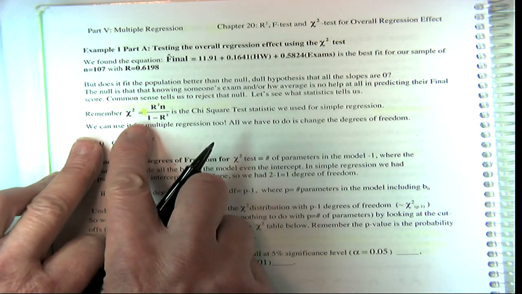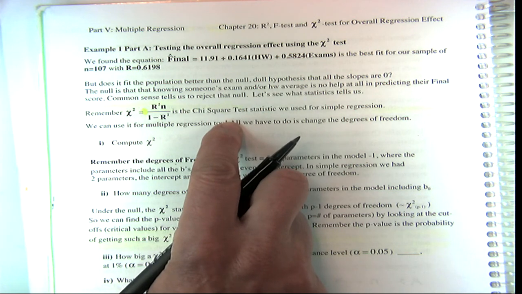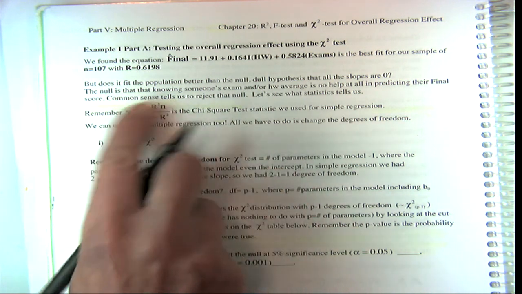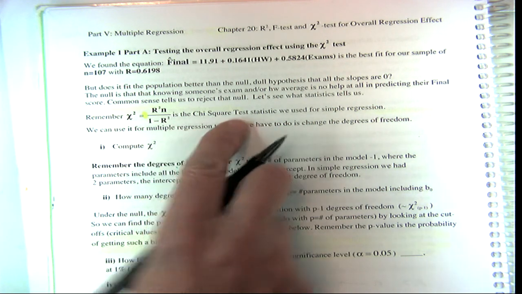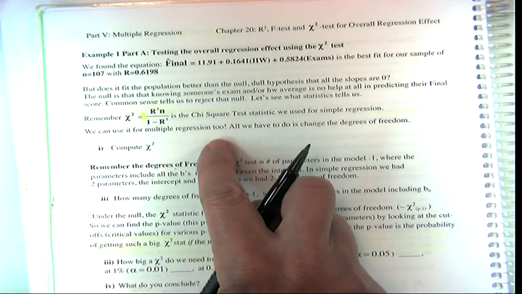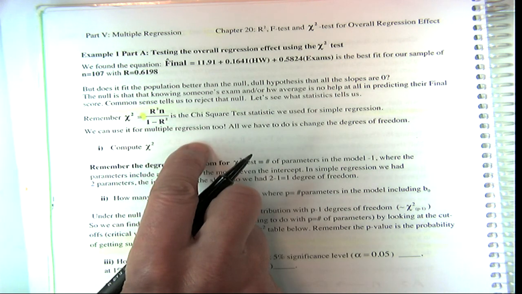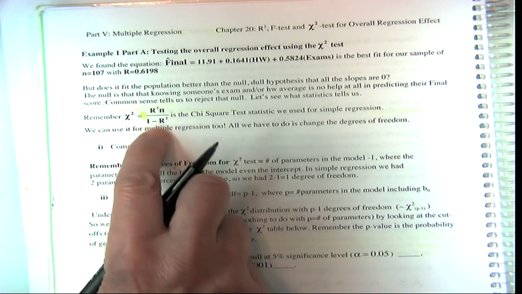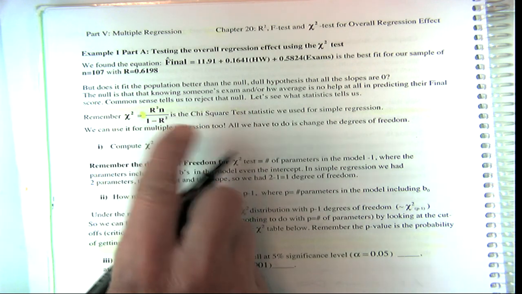Now, remember that we've already looked at the chi-square test statistic. We can do that first, and then we can do the F. We have a pretty big sample, so they're going to be very close to each other, and we'll see how close they are. We can use it for multiple regression, too. It's exactly the same thing. All we have to do is change these degrees of freedom. We already used this for the simple regression, and we said the degrees of freedom was 1. Now we're going to change it.